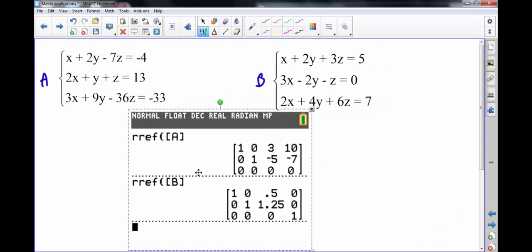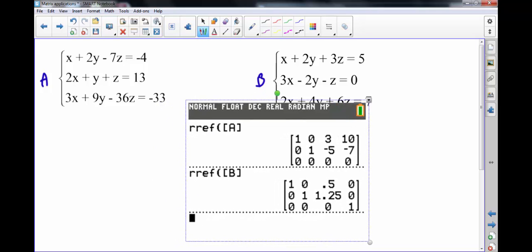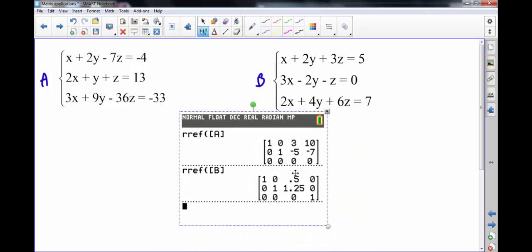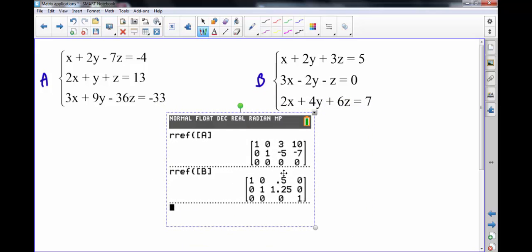Okay, so let's talk about these two results because they mean different things. And the key is the last row. If you look at the last row for matrix A, it's all zeros. Okay, talking about this one right there, all zeros. That tells me that what we have here is an infinite solutions situation.